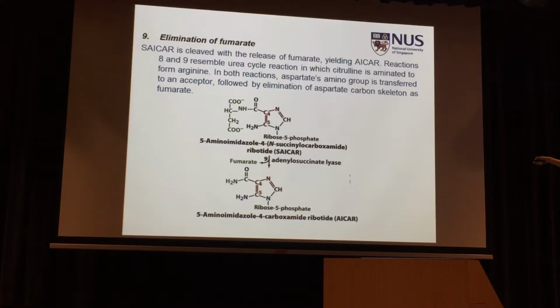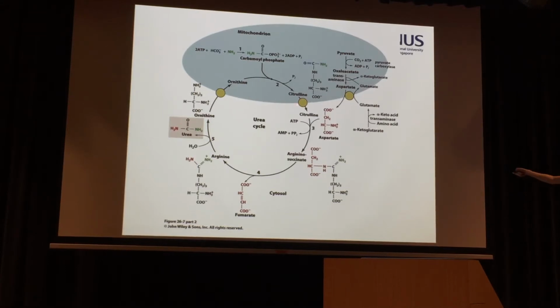And this reaction resembles the urea cycle reaction, in which citrulline is aminated to form arginine. We mentioned in our last lecture that citrulline and arginine look very similar. The difference is the CO group and the NH2 group. Just to refresh your memory, let me show you the urea cycle. Citrulline is here and arginine is here. Everything remains the same; the difference is the CO here and the NH2 here.